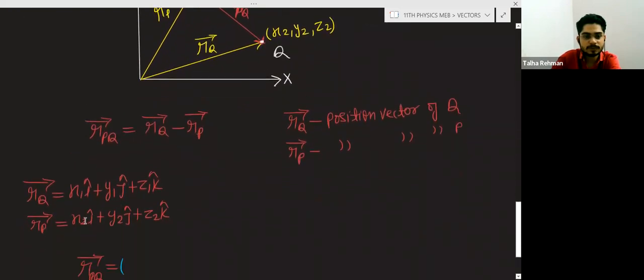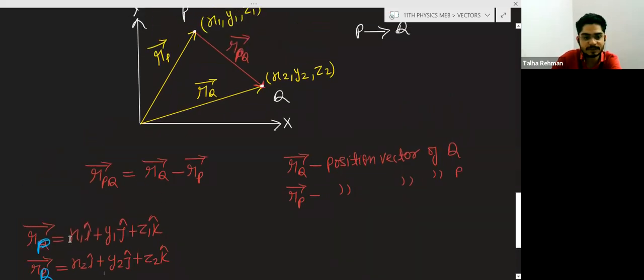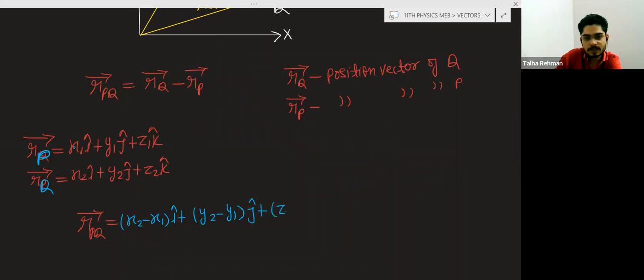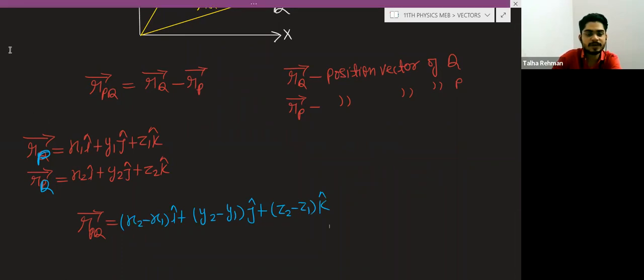This is the Rp vector, and this is the Rq vector, because the coordinate of Q is x2, y2, z2, and the coordinate of P is x1, y1, z1. So this will become Rq minus Rp: x2 minus x1 into i cap plus y2 minus y1 into j cap plus z2 minus z1 into k cap. So this will be your final displacement vector.